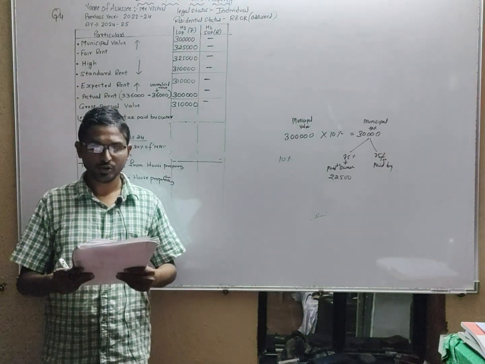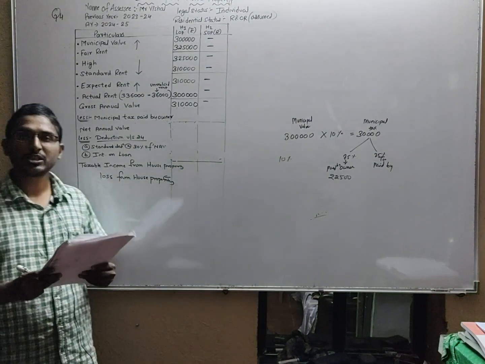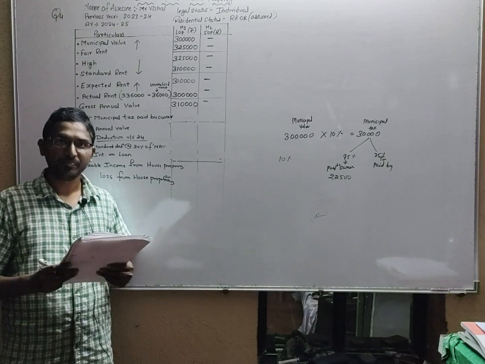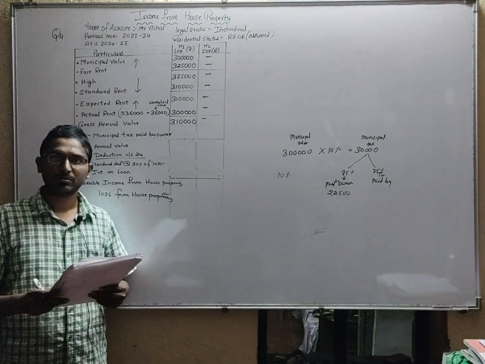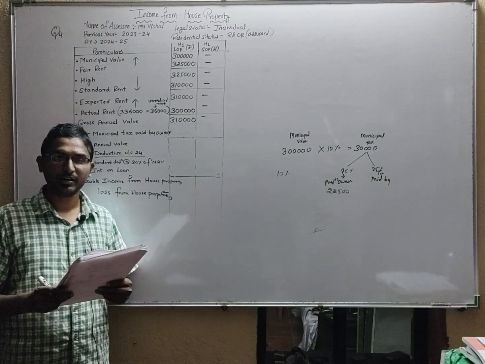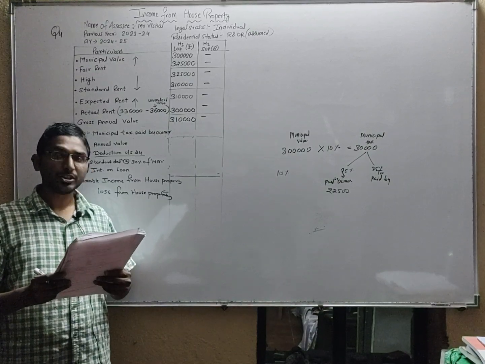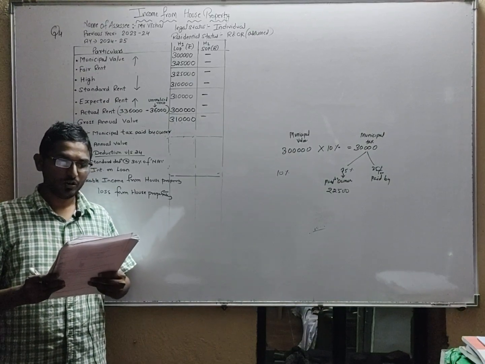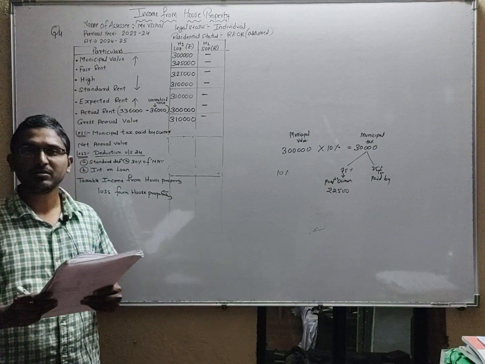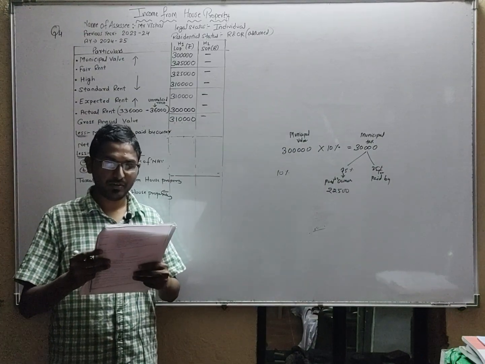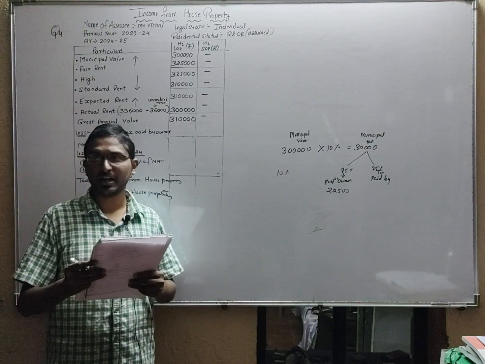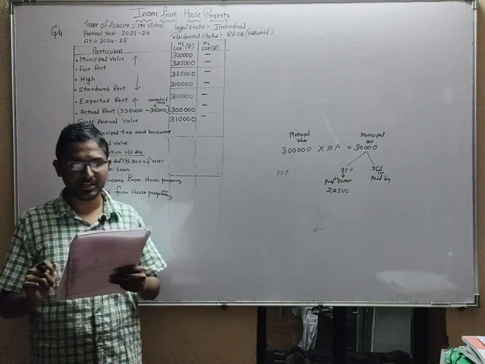Okay. So students, now we are going to learn a sum on income from house property. I will provide you the question in the link in the description. Mr. Vishal provides you the following information for the previous year 2023-24. They have given you particulars for house property 1 and house property 2. Two house properties are given.